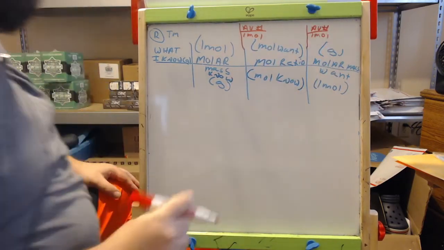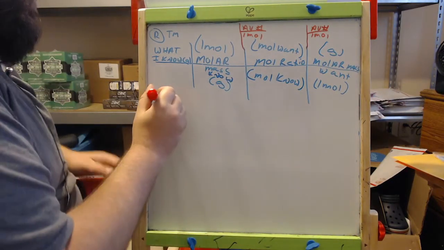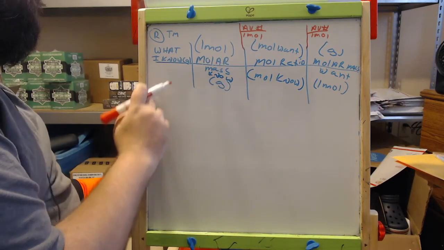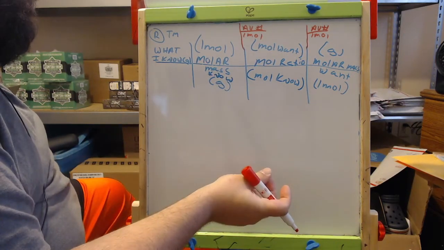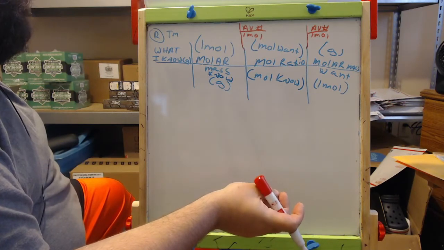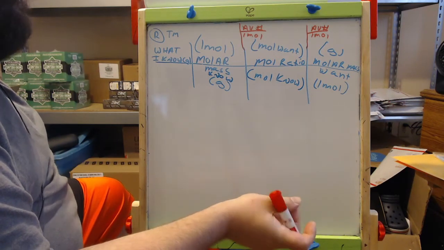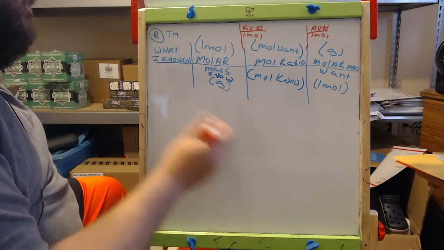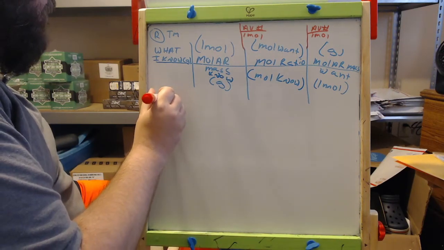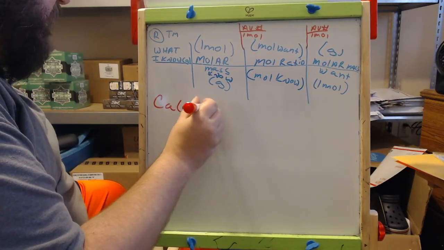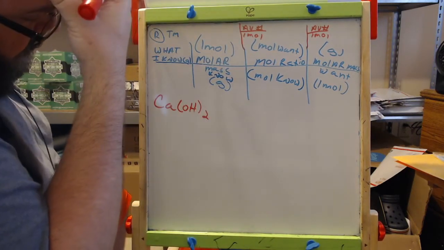So if it said to you something like, you have... trying to think of something that'll work. We did sodium hydroxide. I mean, anything will work. I'm just trying to do it for my math. All right, let's say we have calcium hydroxide. Okay. 40.